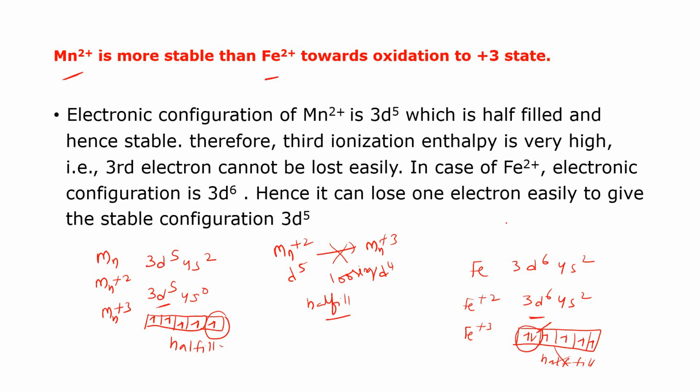But in the case of iron, conversion of +2 to +3, here it is d6, this one is d5. From d6 to d5 you are getting a half-filled configuration. So definitely it is spontaneous, and readily takes place. So Mn+2 is more stable than Fe+2 towards the +3 oxidation state, isn't it?